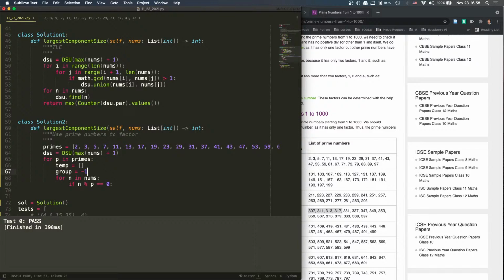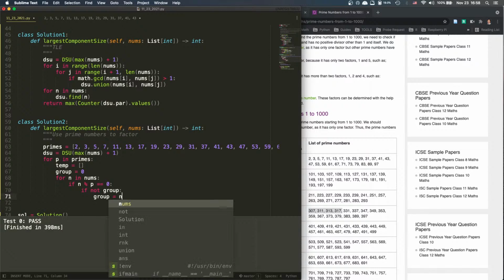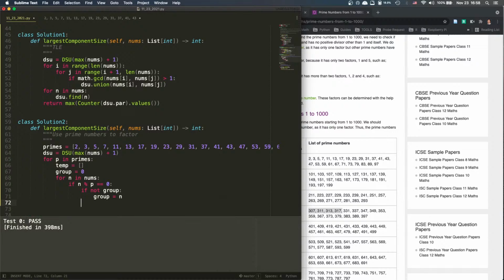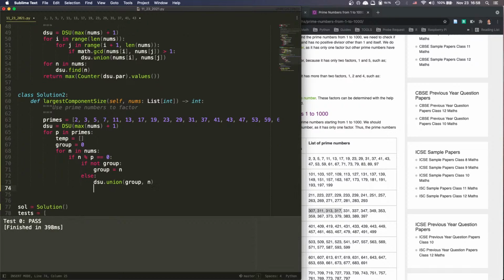All right, group is -1. So how can I say group is 0? So if this, right, and we say if not group, then group equals n. So that's the start of the group. Else, if we have a group, then dsu.union, union what group and n. And after that, temp dot append n p. All right. So that's this.